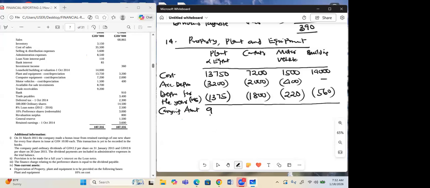Okay, 9175. What about this? 5,200. 3,400. What about this? 880. What about the building? 13,440.